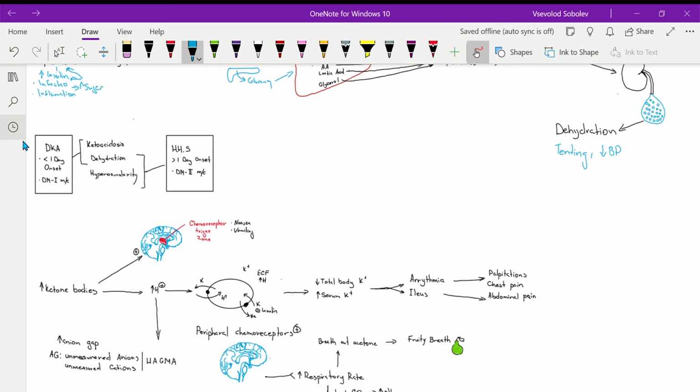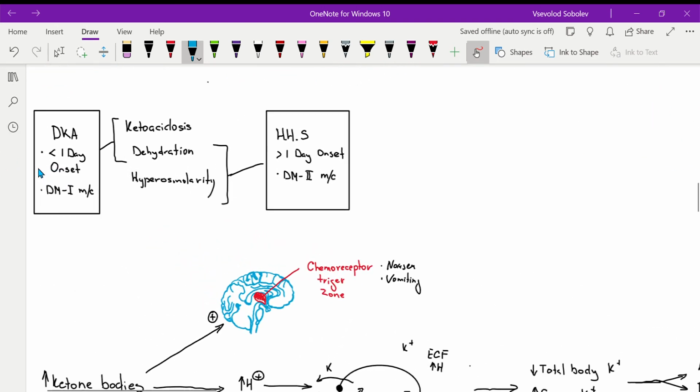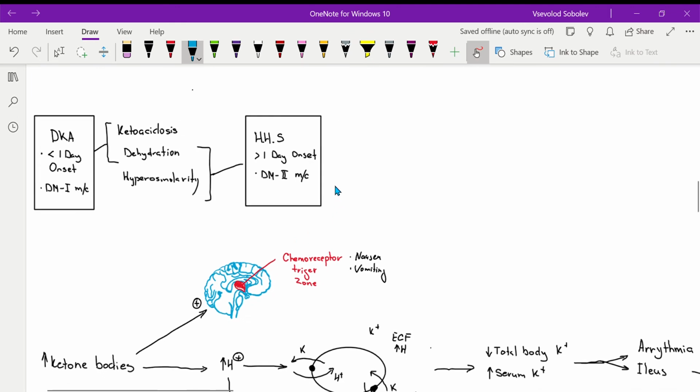So, in diabetic ketoacidosis, which has an onset of less than a day and usually occurs in type 1 diabetics, we mostly see ketoacidosis and dehydration. In people with hyperosmolar hyperglycemia, the onset is more than 1 day, and it mostly occurs in type 2 diabetics who can produce a little bit of insulin.